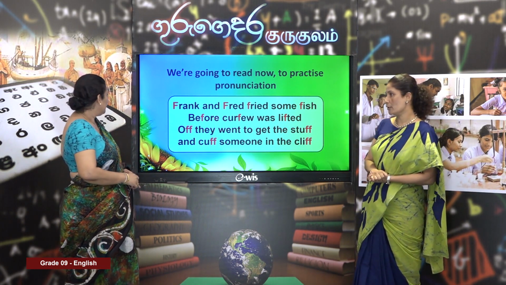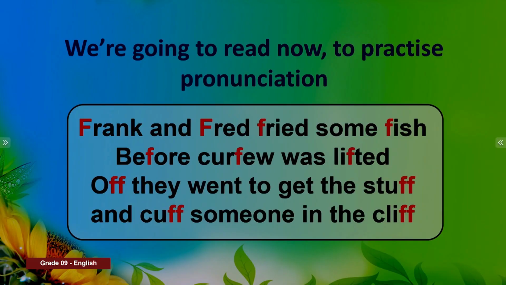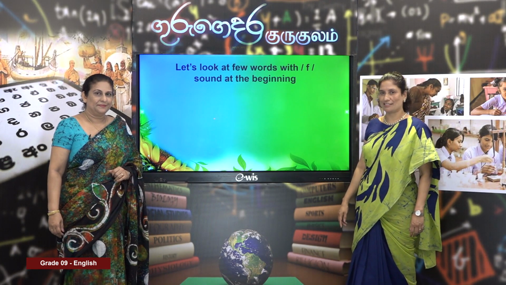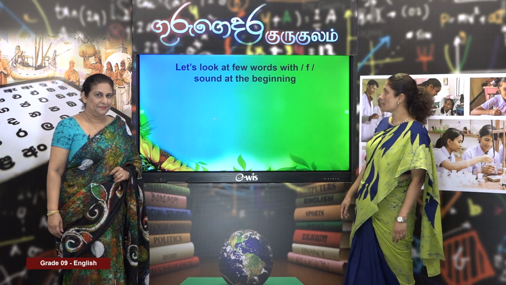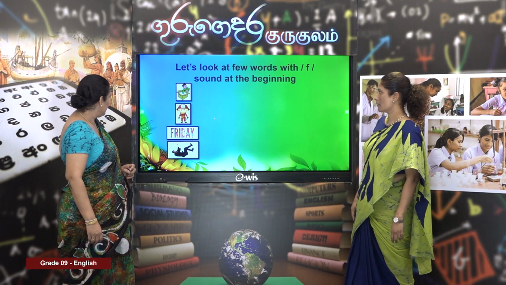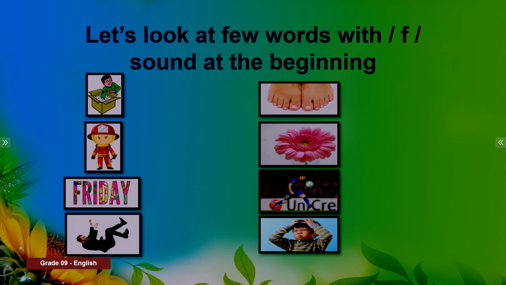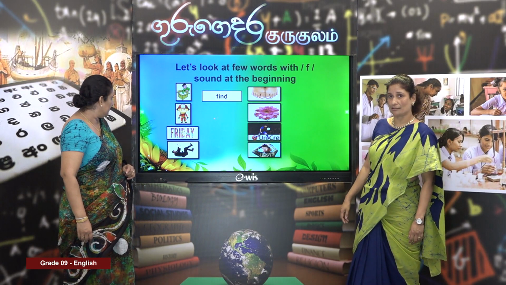Okay, here we go. Frank and Fred fried some fish before curfew was lifted. Off they went to get the stuff and cuff someone in the cliff. Now children, we are going to do a small activity which you will like very much. Okay, you can see some pictures on the board now, right? All these words begin with F sound.